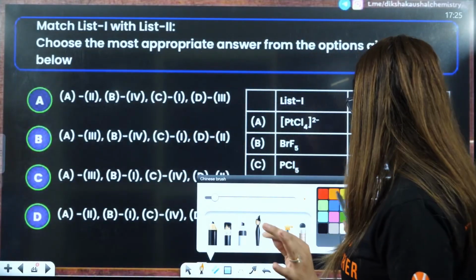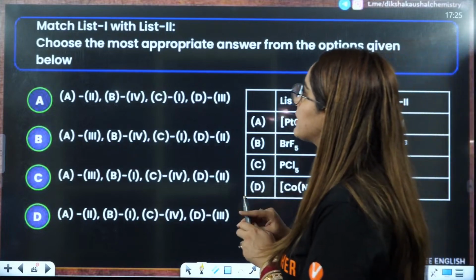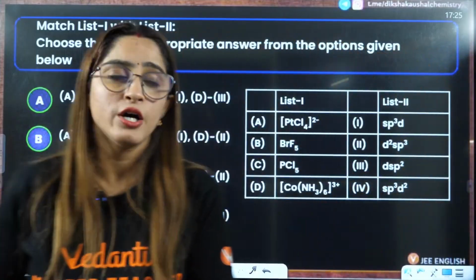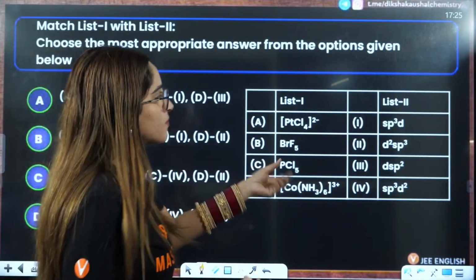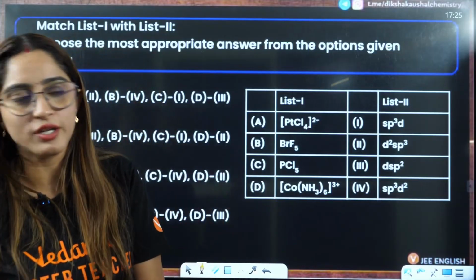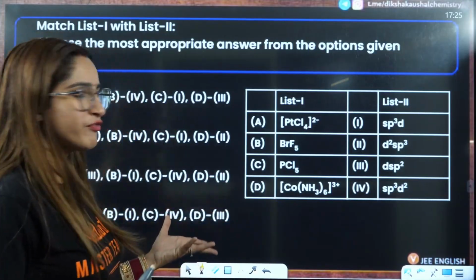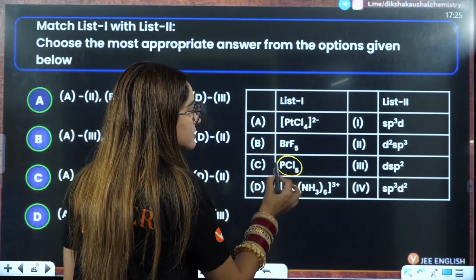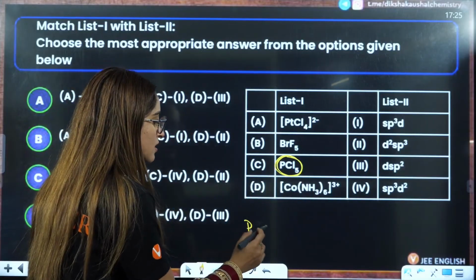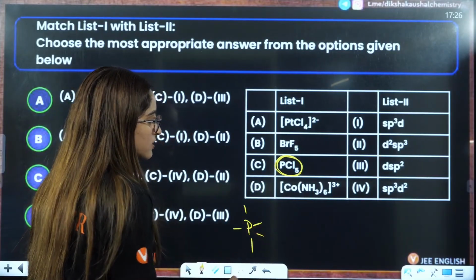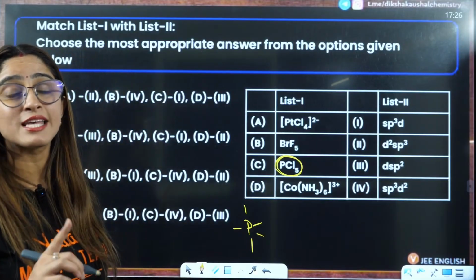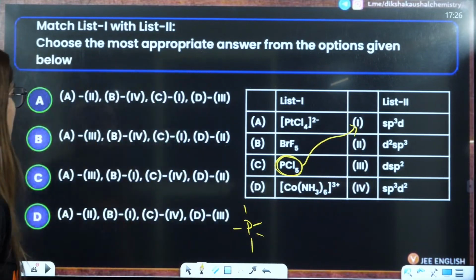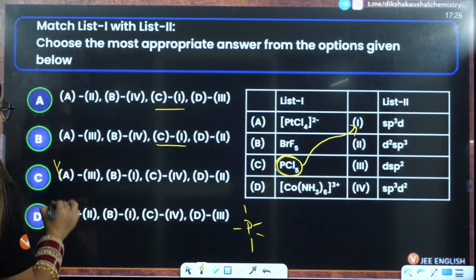Next question, students, on your screen: match List 1 with List 2 and choose the appropriate answer from the options given. This is a mixed question of chemical bonding and coordination chemistry, so even if you have less idea about these things, you can still answer it. Take PCl5: this is trigonal bipyramidal, that is sp3d. So C is 1, and these two options are eliminated.